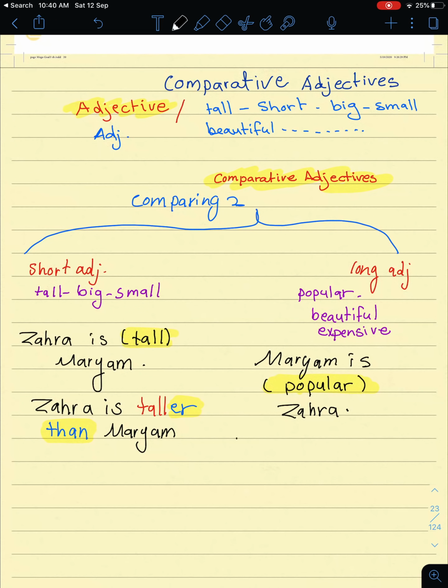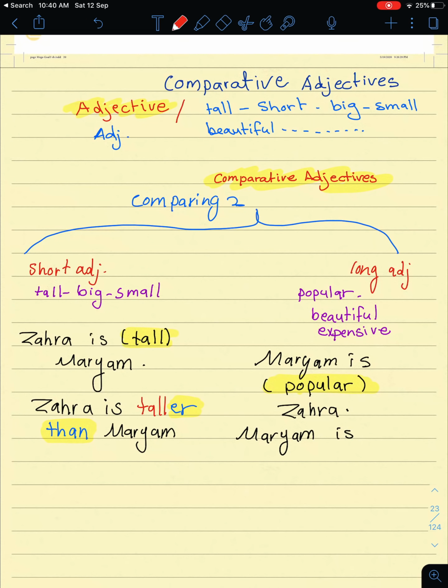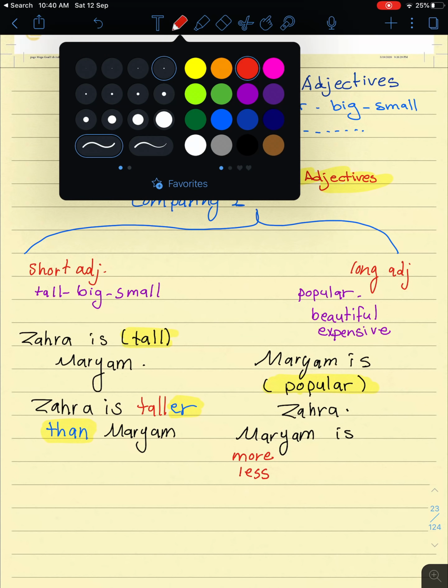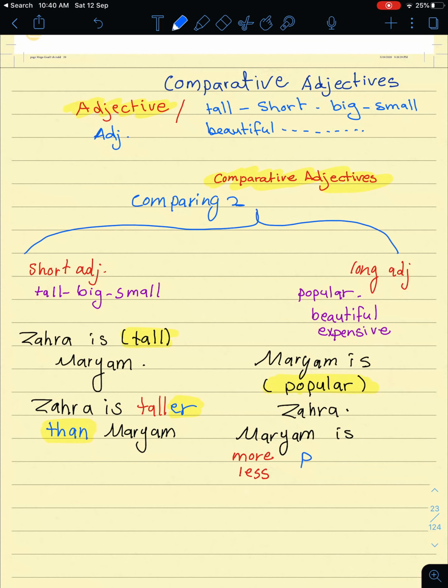How do we do this? كيف أقارن? I'm gonna say Maryam is. This is a long adjective. هذه صفة طويلة. I cannot say popular than. No, this is wrong. So I have to say either more, أكثر, or less, and then the adjective popular.